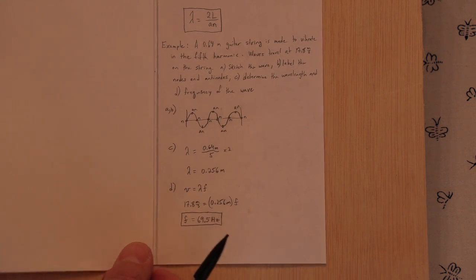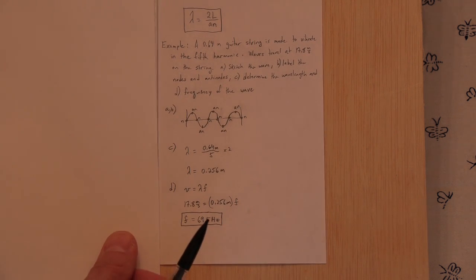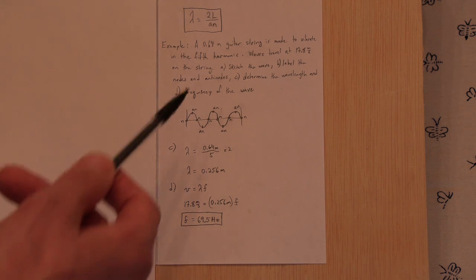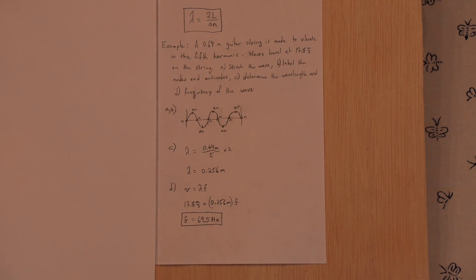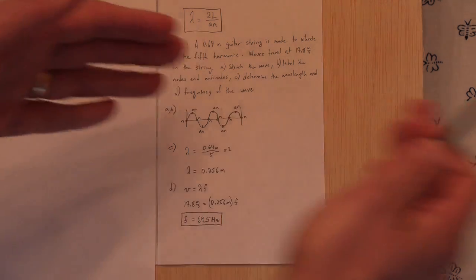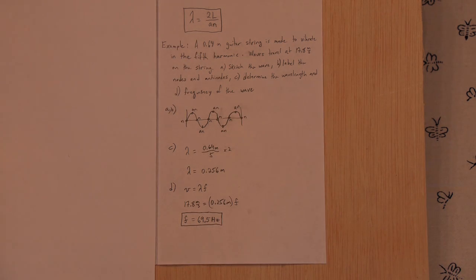Nothing against memorizing, but here's just a little simple example. I've got a 0.64 meter guitar string, and it's made to vibrate in the 5th harmonic. By the way, I looked up that 0.64 meters is about the length of an acoustic guitar string. And you make it vibrate in the 5th harmonic. If you know someone who plays guitar, they know how to make harmonics. You could ask them, and there's kind of a nice sound.